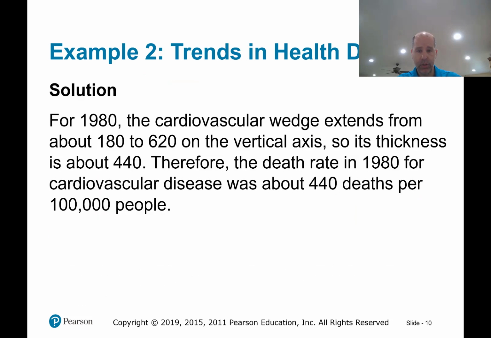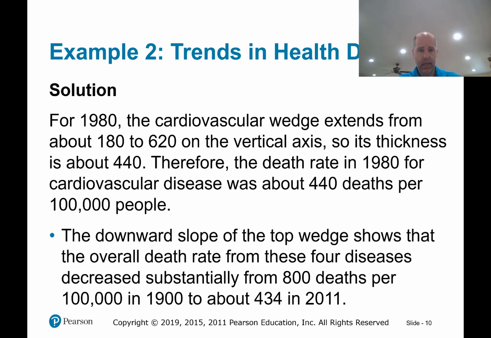Okay, so that's what we just discussed. And it says the downward slope of the top wedge shows that the overall death rate for these four diseases has decreased substantially from 800 deaths per 100,000 in 1900 to about 434 deaths per 100,000 in 2011. Okay, so it has gone down significantly.